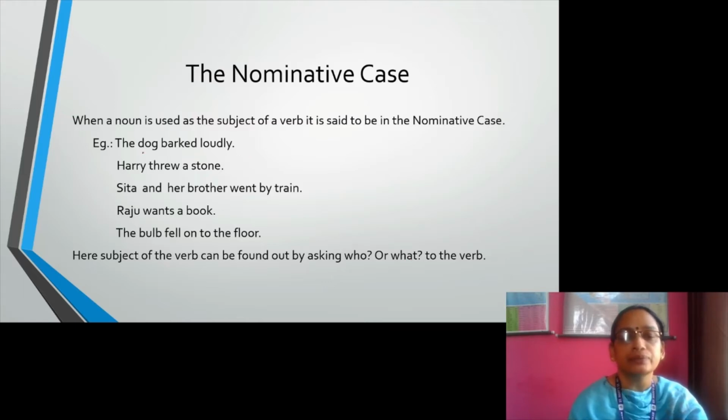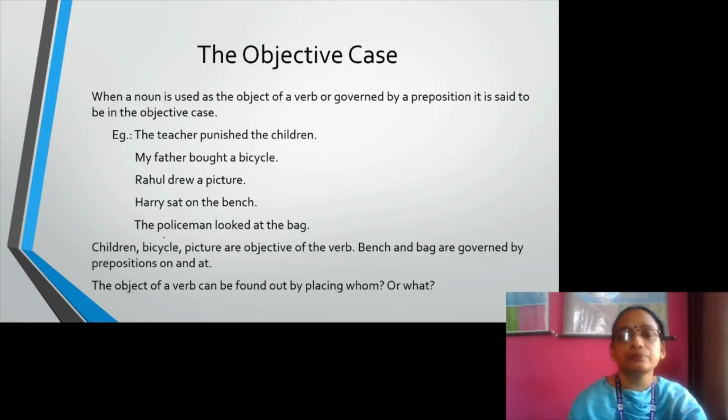Look here, the dog. Who barked loudly? The dog. Harry threw a stone. Who threw a stone? Harry. Sita and her brother went by train. Who went by train? Sita and her brother. Raju wants a book. Who wants a book? Raju. The bulb fell onto the floor. What fell onto the floor? The bulb. Such cases are called the nominative case.